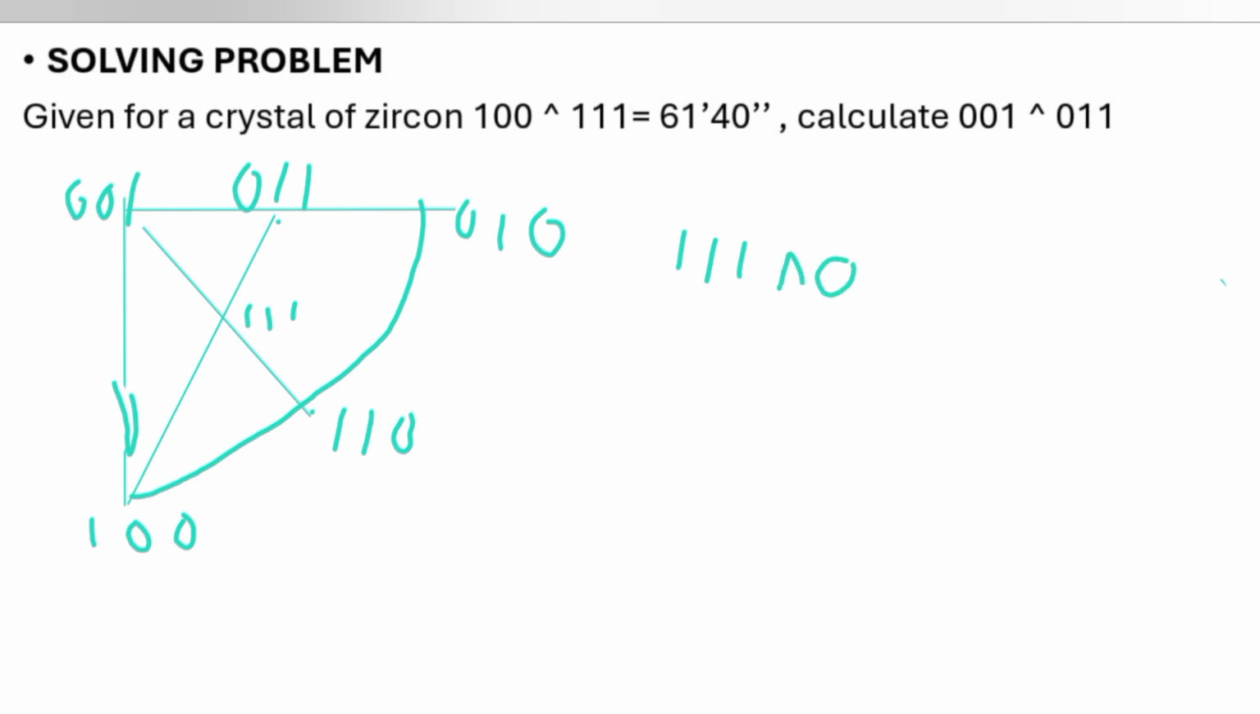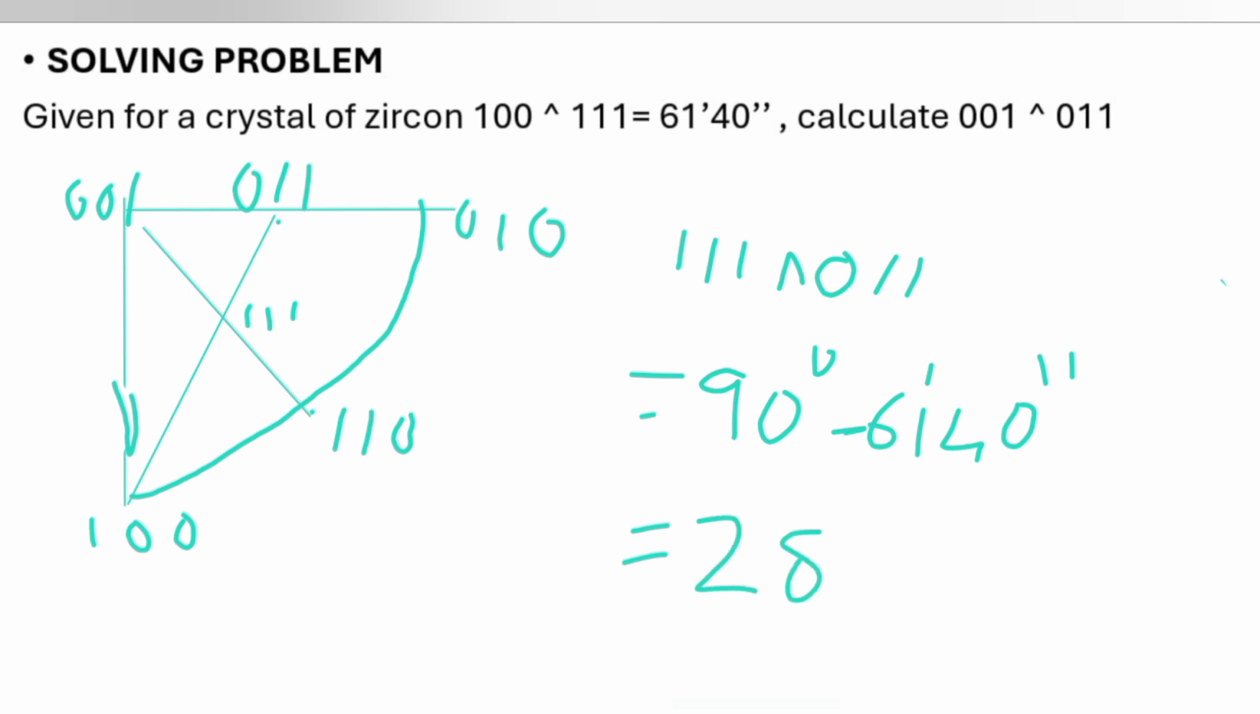So we are just writing it here. The interfacial angle between 111 and 011 is equal to 90 degree minus 61 degree 40 minutes, as I had explained before. So it is written here, and the answer we get by calculating is 28 degree 20 minutes. So we have gotten the answer. In this part we got the angle as 28 degree 20 minutes.